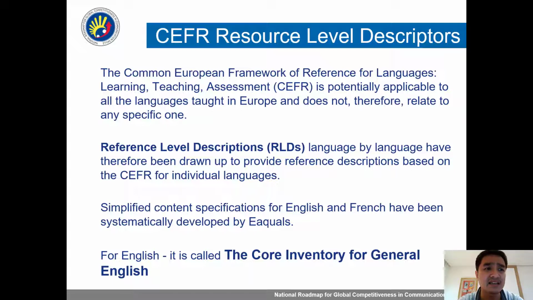But when we start teaching it, we find that it's very difficult to figure out what to teach and when. So what each language had to do is actually come up with resource level descriptors, which is really a detailed way to teach the language and figure out what can people actually do just for this particular language based on the CEFR. So the resource level descriptors are one level down, a little bit more detailed.